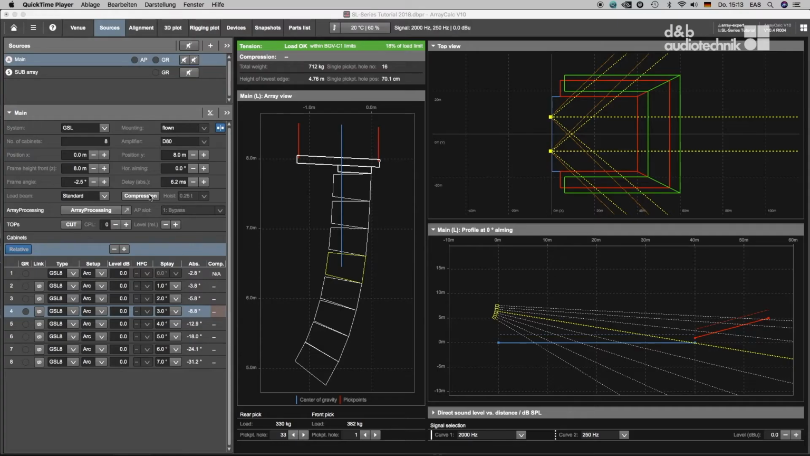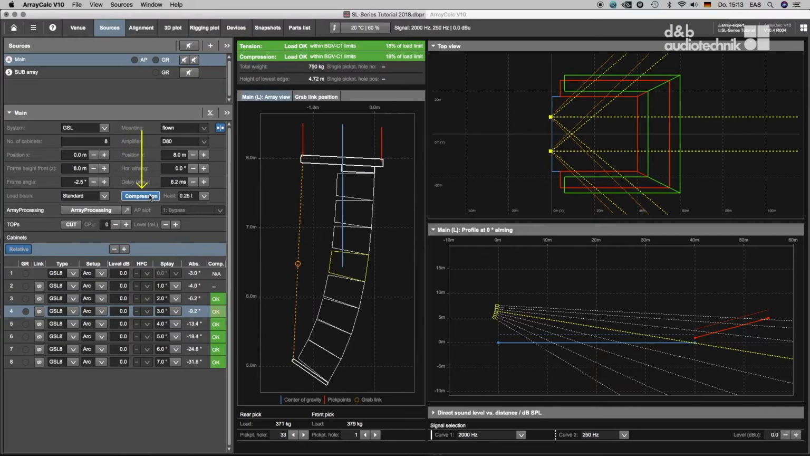When compression mode is enabled in Array Calc, three different motor sizes can be selected. Array Calc shows you how many cabinets can be compressed by the selected motor. It may happen that compression mode is not available for some cabinets at the top of the array. In this case, select a larger motor if possible or rig the respective cabinets in tension mode. Please note that the maximum allowed motor size is 1 ton.